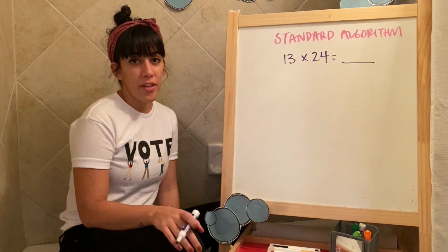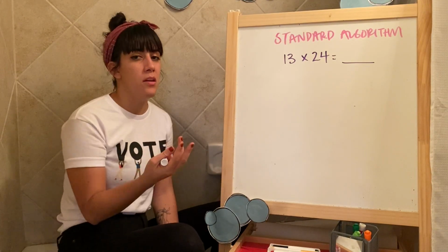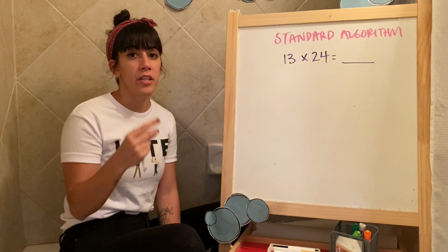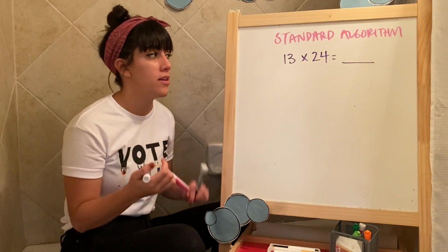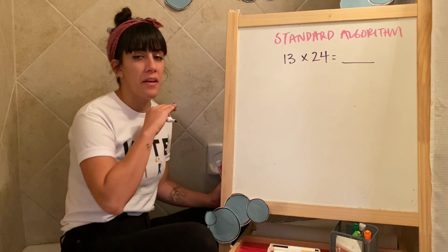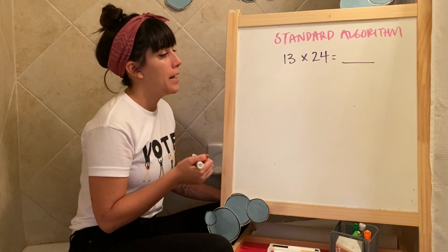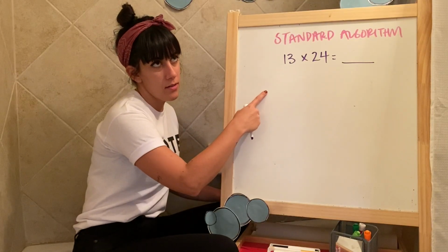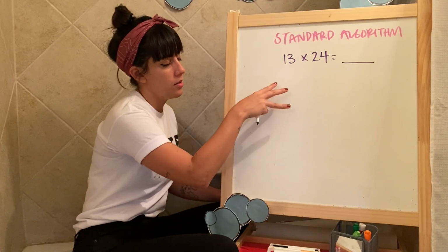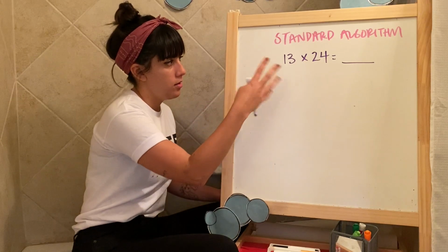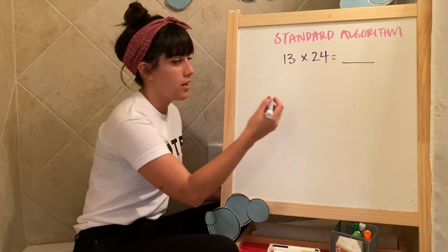Okay, so for standard algorithm, you actually end up using some mental math if you're wanting to do it pretty quick and if you have things memorized. If you're not there yet, again, totally fine. You can use your multiplication chart and take one step at a time. But for the sake of this strategy and practice problem, I'm going to show you kind of how to work this way.